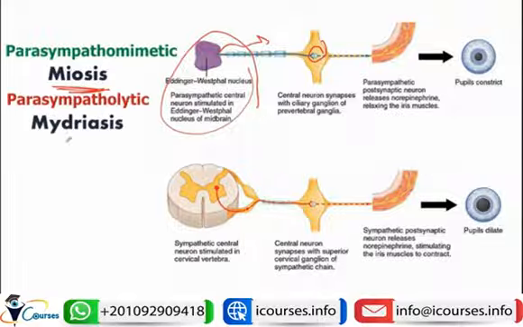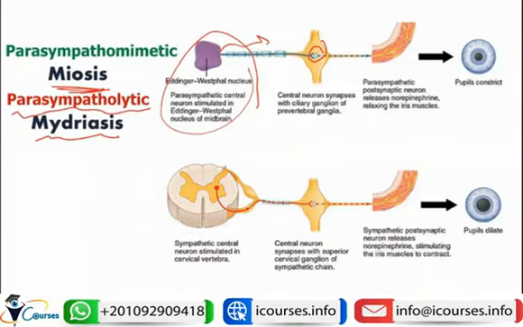If there is a drug that will stimulate this pathway, this will result in miosis. If there is a parasympatholytic, a drug that will compete with acetylcholine for the muscarinic receptors, for example atropine, then this will result in mydriasis, and this is called a parasympatholytic.